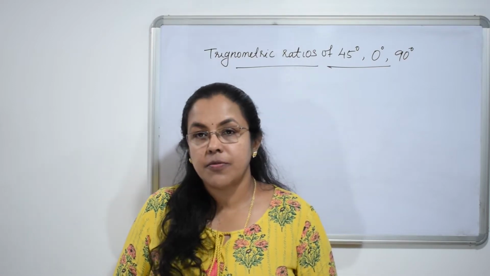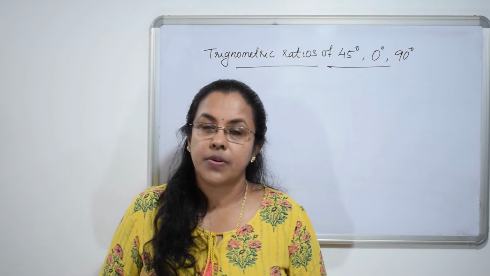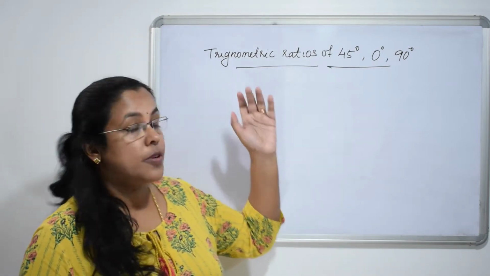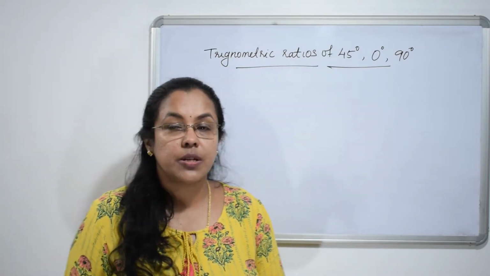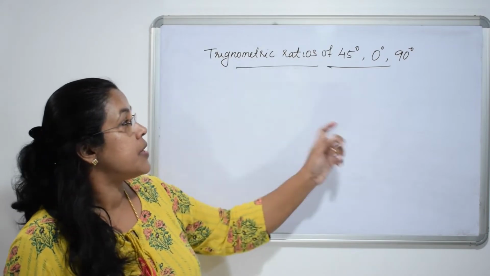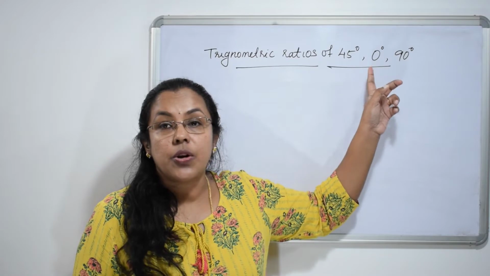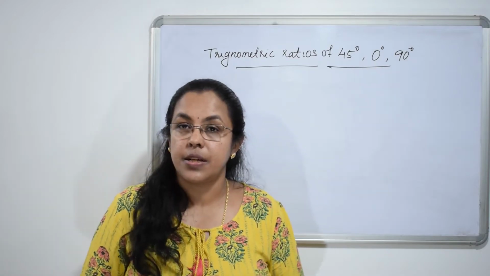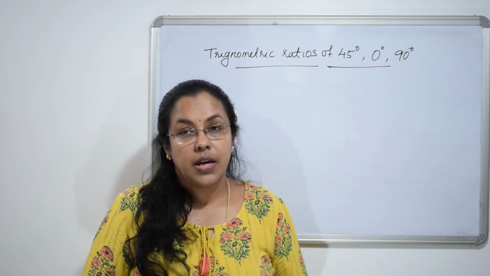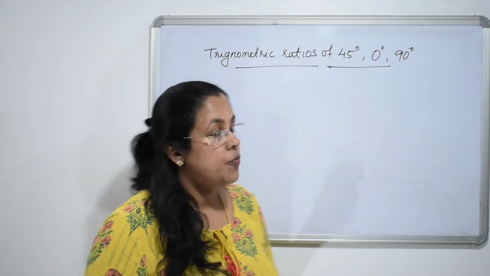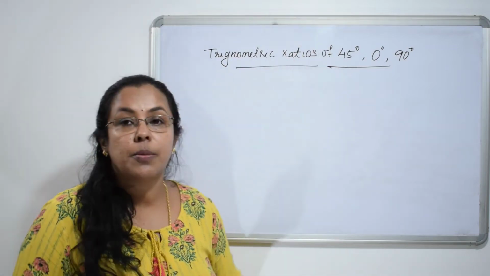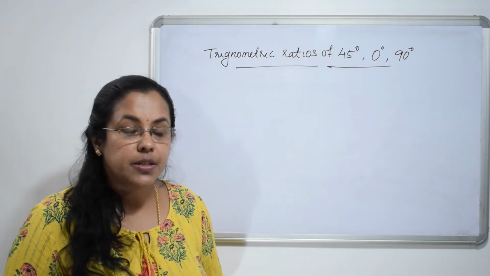Today I am back with one more video on trigonometry, trigonometric ratios of some angles, continuation. How to find the trigonometric ratios of 45 degree, 0 degree and 90 degree. We will discuss it one by one. First, we will prove the trigonometric ratios of 45 degree.